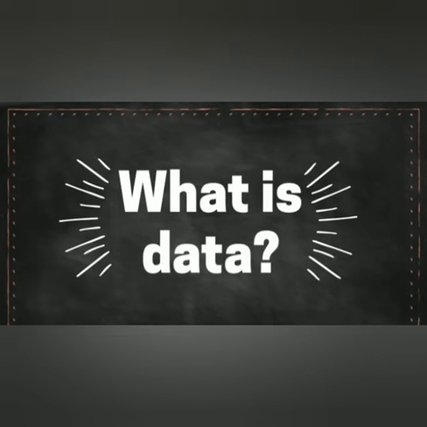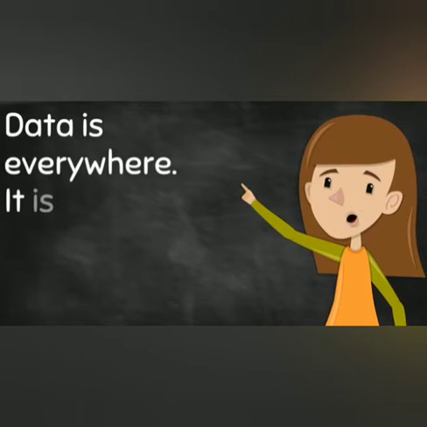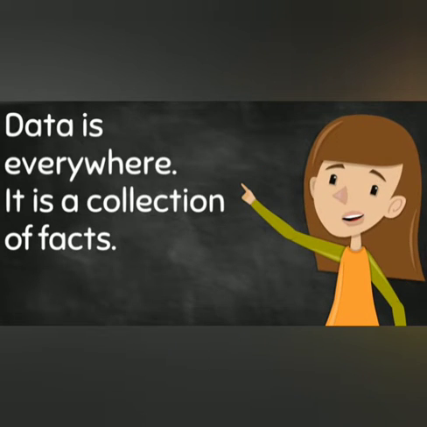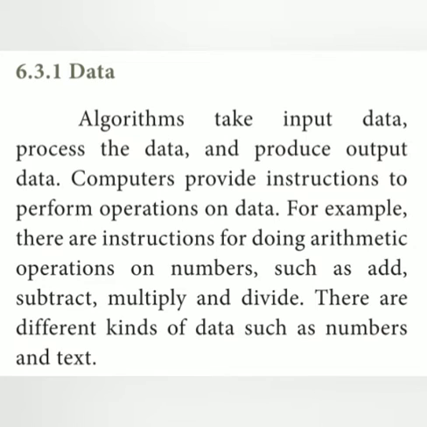The first one is data. All algorithms take input data, process the data, and produce output data. Data is everywhere; it is a collection of raw facts. Computers provide instructions to perform operations on data. For example, there are instructions for arithmetic operations on numbers such as addition, subtraction, multiplication, and division. There are different kinds of data such as numbers and text. So the user provides some input data, then a particular process is applied, and then it gives output. So this is the use of data.